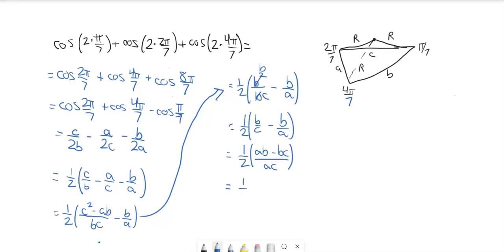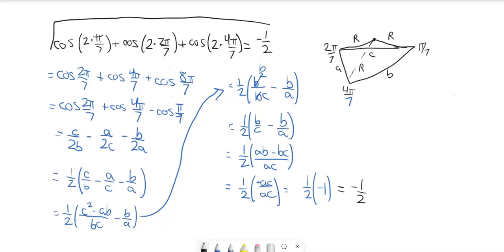If you wanted to work out the algebra on that, you would wind up with the numerator of negative ac over positive ac. And of course, since they are the same amount but with different signs, this will reduce down to negative 1, just like so. And I'm sorry, that should not be a negative in front of that 1/2. So what we're left with here is 1/2 times negative 1. That will equal negative 1/2.